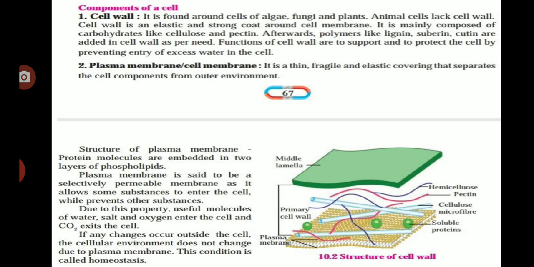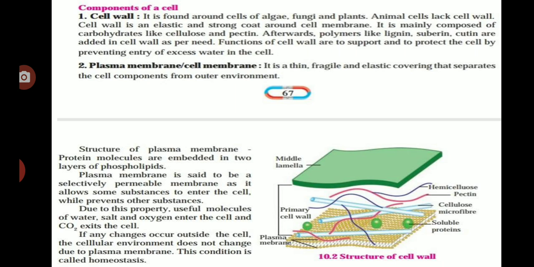The cell wall is an elastic and strong coat around the cell membrane, and it is mainly composed of carbohydrates like cellulose and pectin. Afterwards, polymers like lignin, suberin and cutin are added to the cell wall as per need. The functions of the cell wall are to support and protect the cell by preventing the entry of excess water into the cell.